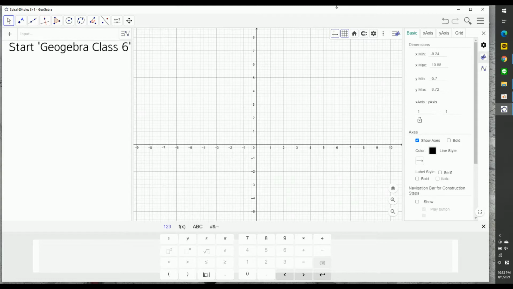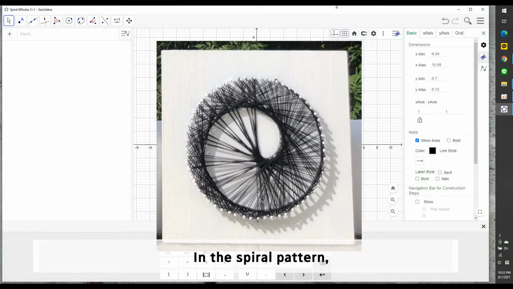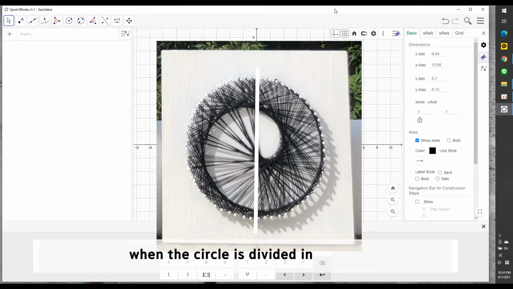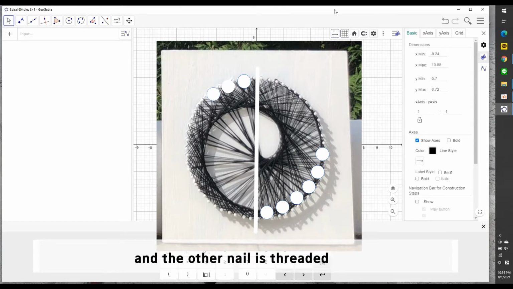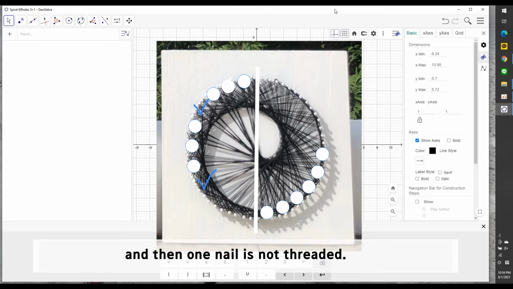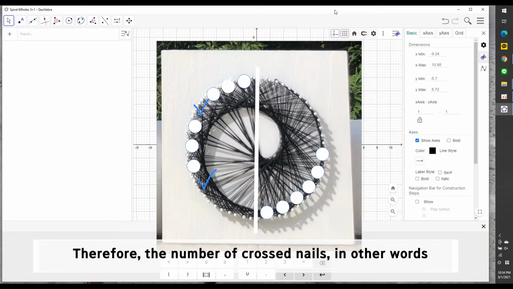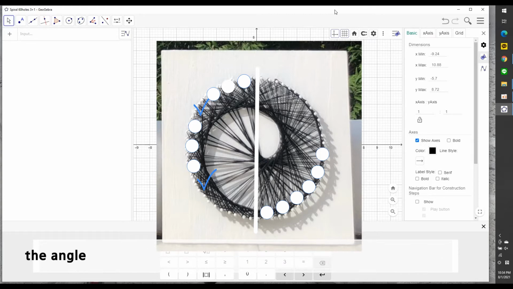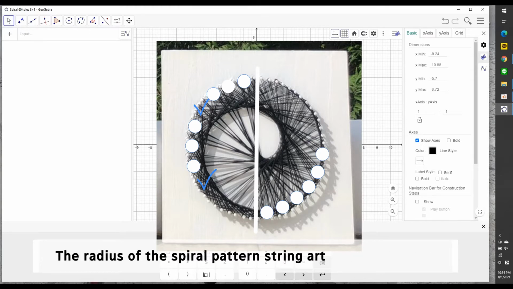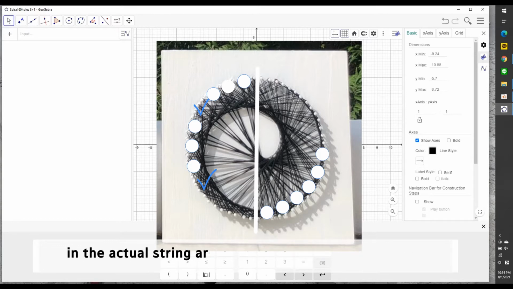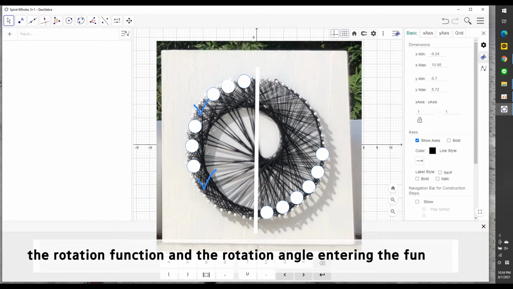Open GeoGebra Classic first. In the spiral pattern, when the circle is divided in half, one side is threaded without missing nails and the other side is threaded on 5 nails and one nail is skipped. Therefore, the number of crossed nails and the rotation angle are important. Actually, the radius of the spiral pattern can be reflected in the actual string art considering its desired size, so it is not so important. In the GeoGebra simulation, the rotation angle entering the function as a variable is more important.